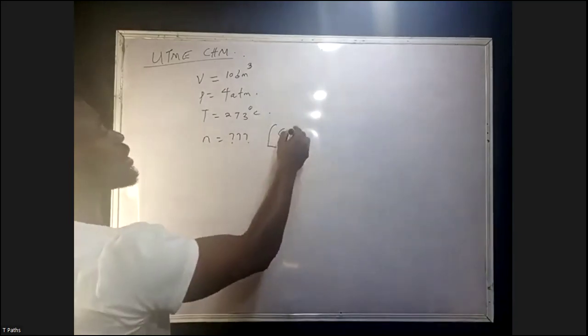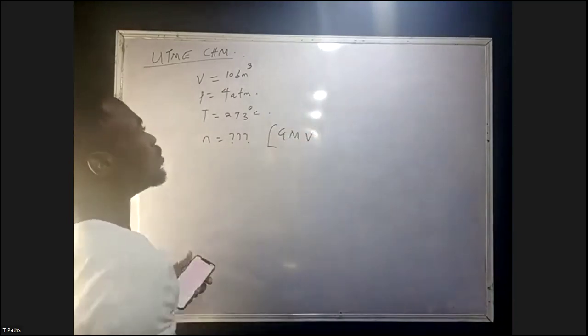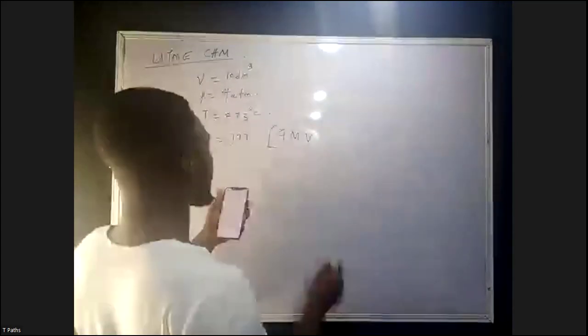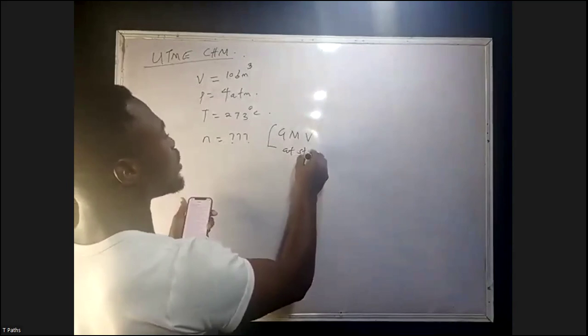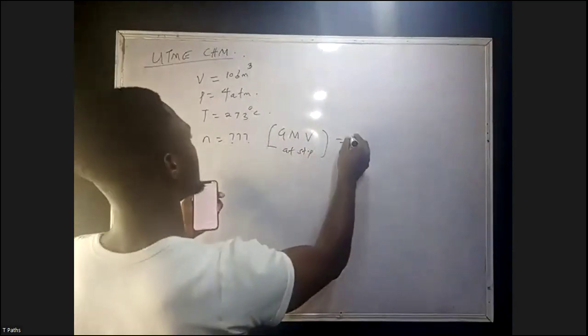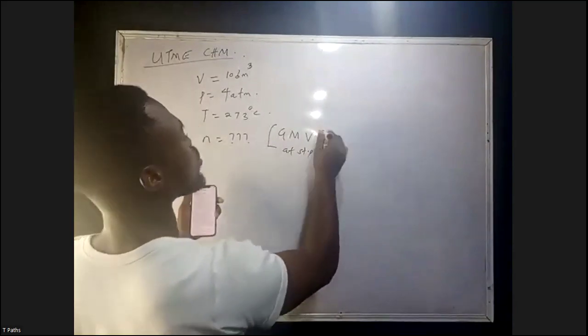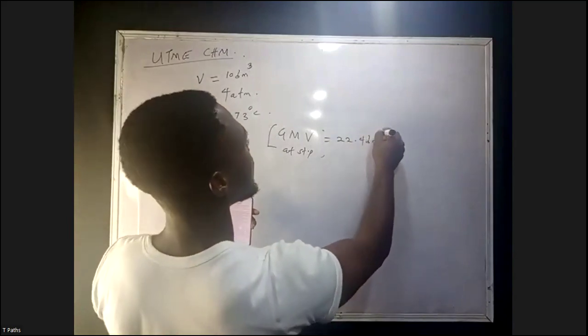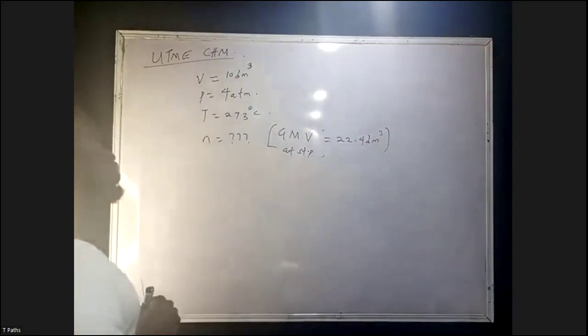So how do we solve this? We are also given the gas molar volume. We are given the molar volume of gas at STP to be 22.4 dm3.